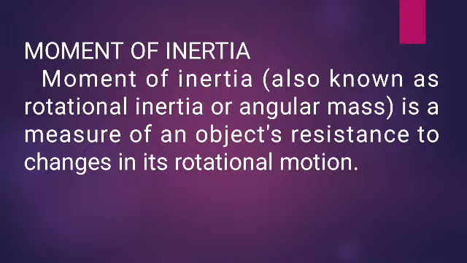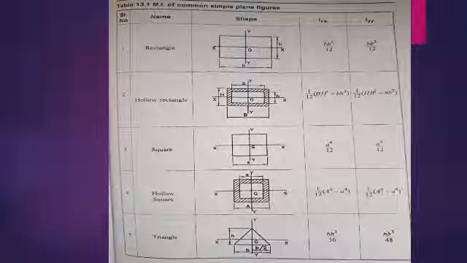Moment of inertia is the resistance of an object to withstand its rotational motion. Okay, is it clear? Moment of inertia is the resistance of an object to withstand its rotational motion.